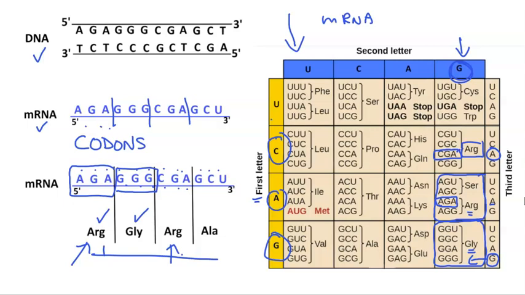And then finally, if you would like to go through this, go to G, go to C. So we're in this box here. And then our final base is U, which is the first one. GCU corresponds to the amino acid alanine. So our polypeptide sequence is arginine, glycine, arginine, alanine.